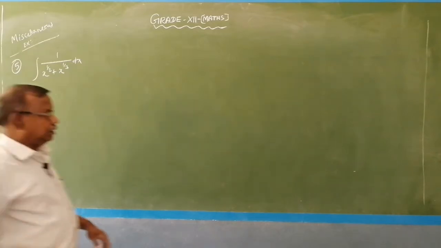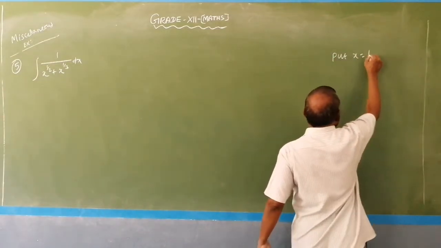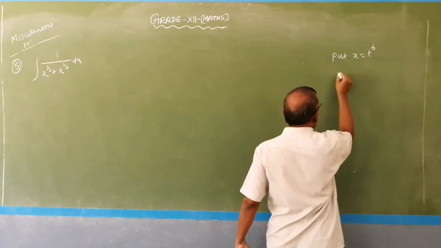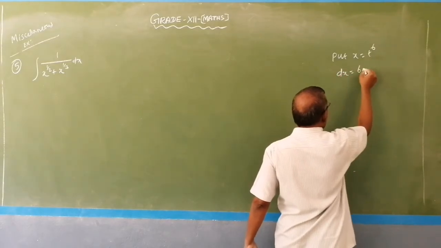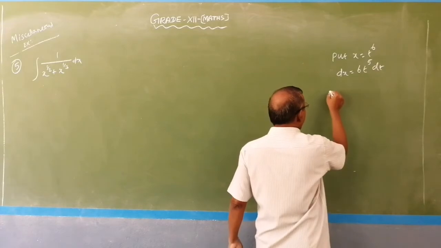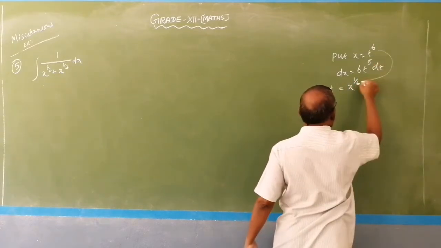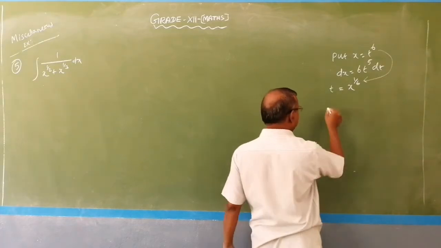Put x equal to t power 6. Differentiating on both sides we have dx equal to 6 into t power 5 into dt, and from this we have t equal to x power 1 by 6.